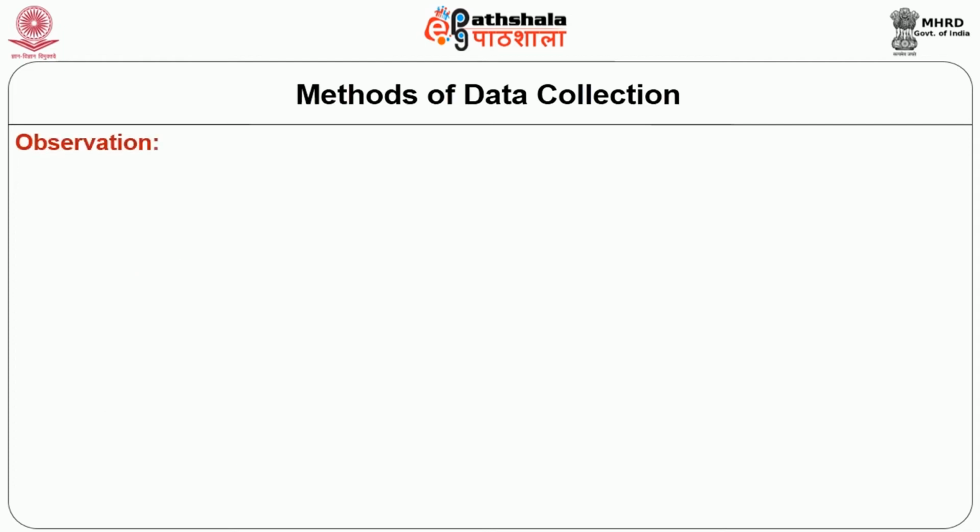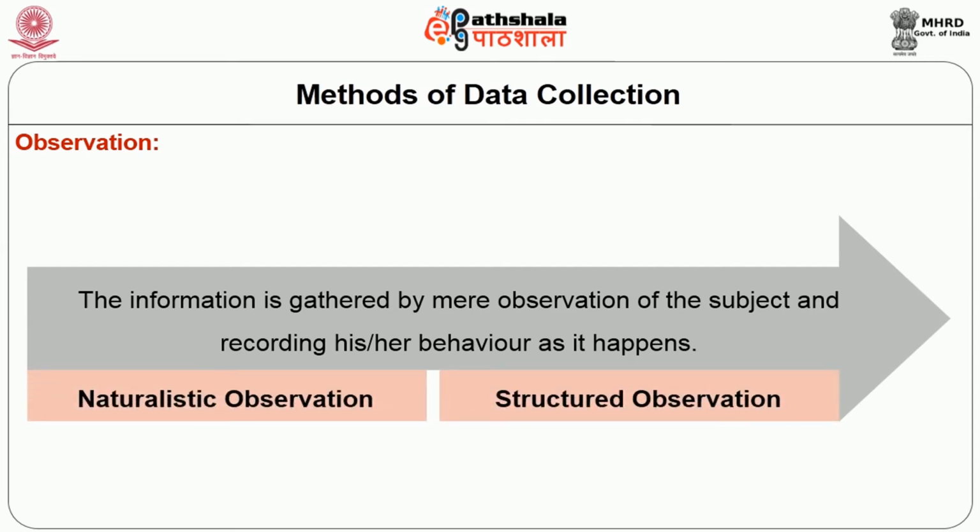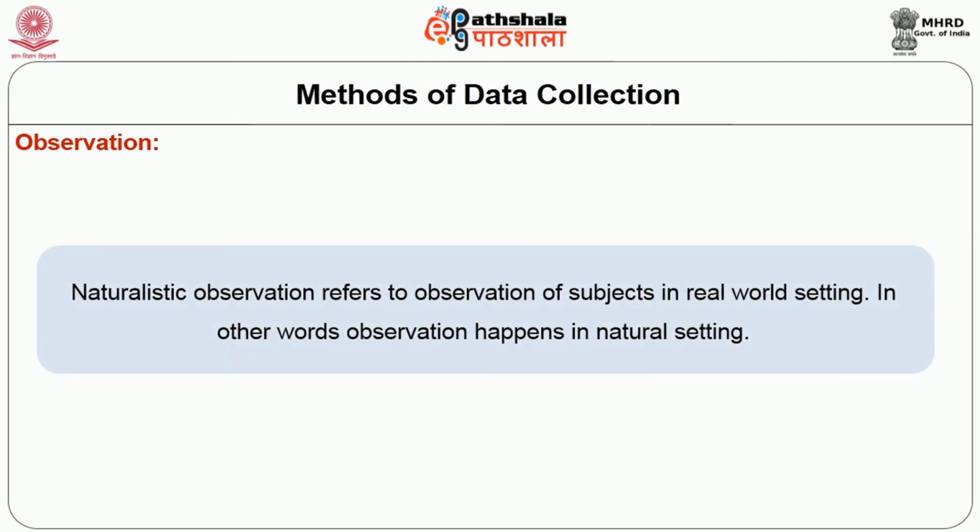On to the first method, called observation. As the term indicates, the information is gathered by mere observation of the subject and recording his or her behavior as it happens. This method is again divided into two, namely naturalistic and structured observation. Naturalistic observation refers to observation of subjects in a real world setting. In other words, observation happens in a natural setting without any manipulation.